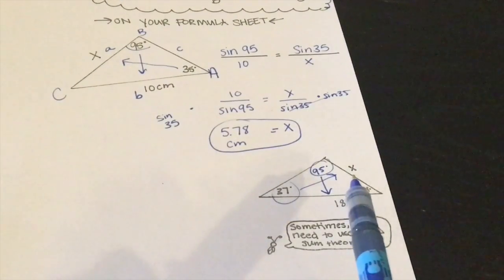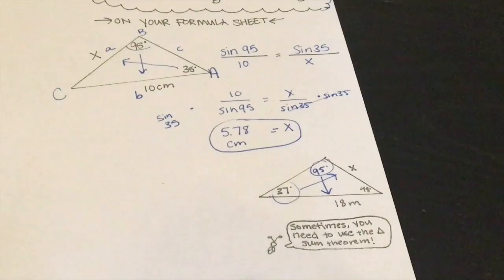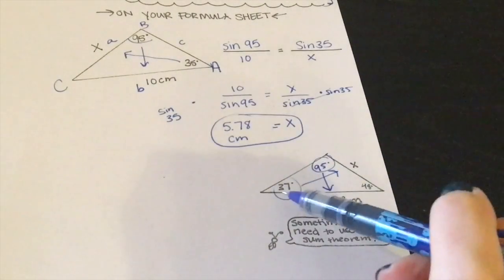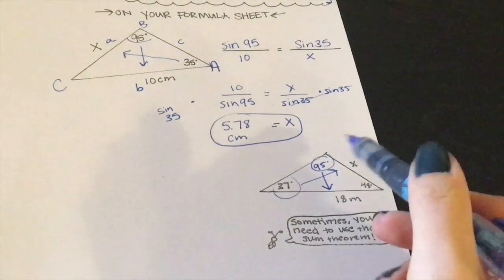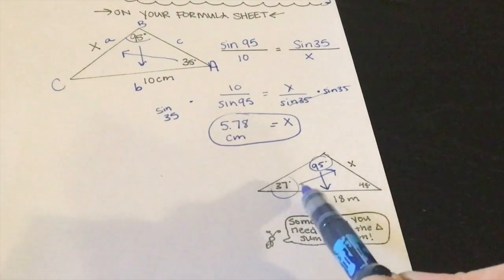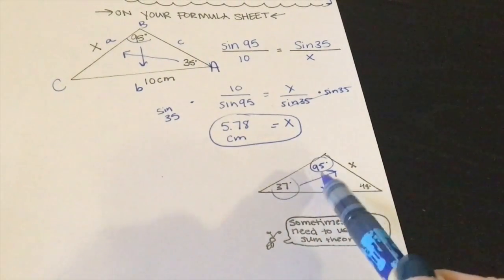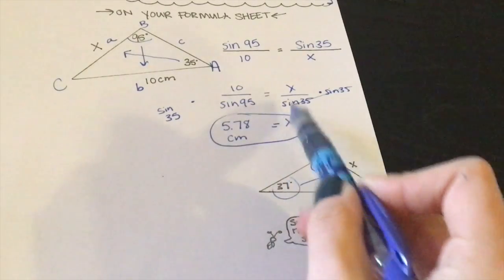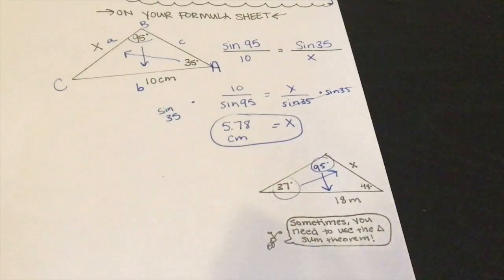Since I'm solving for x, which is the side again, you can say sine of 37 over x and sine of 95 over 18, or I can say x over the sine of 37, 18 over the sine of 95. Since it's easier to solve that way, I'm just gonna set it up with the sides on top.